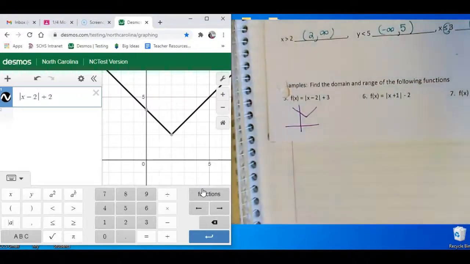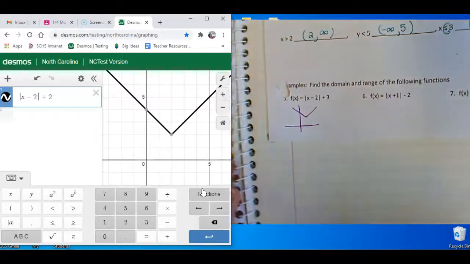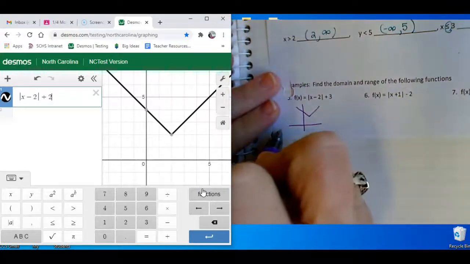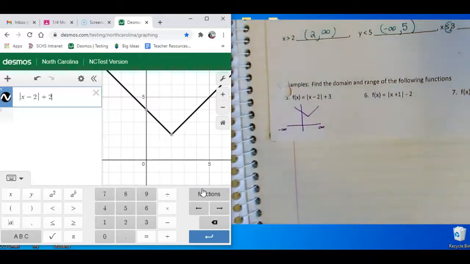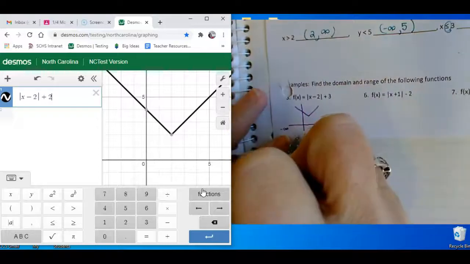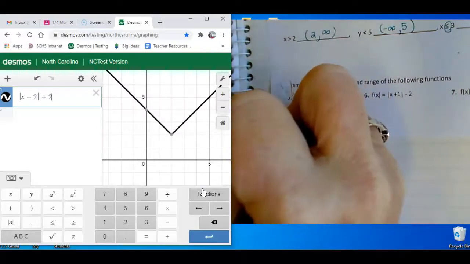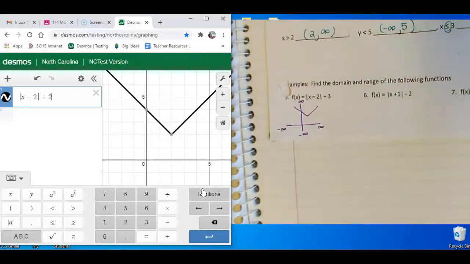Alright. To figure out domain and range, one thing that might be helpful is for you to put negative infinity and infinity on the x-axis, and then put negative infinity and infinity on the y-axis. If that's not helpful for you, then that's okay. You can do it without that, but this is one way that might help you understand how to write domain and range.